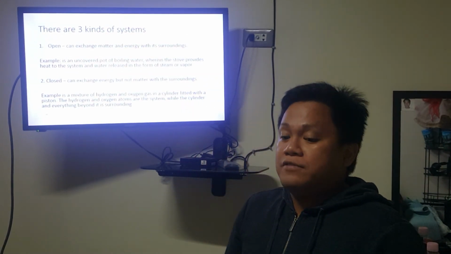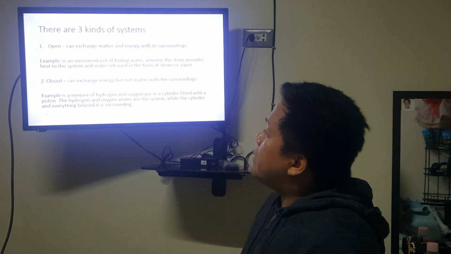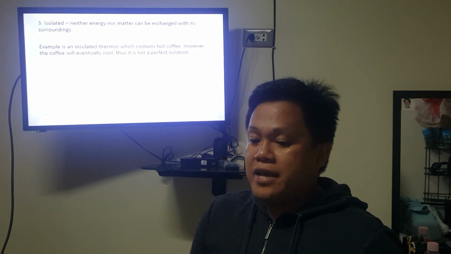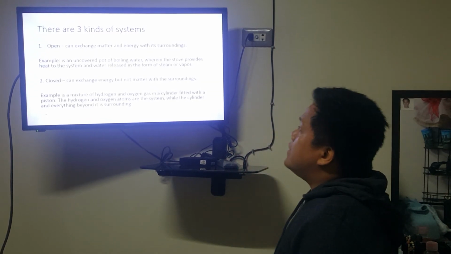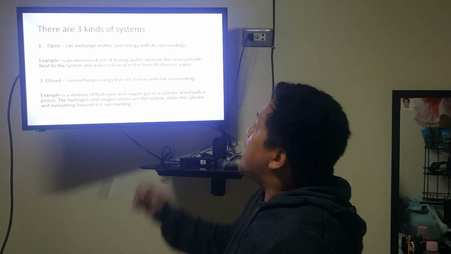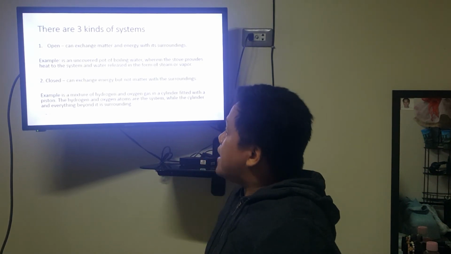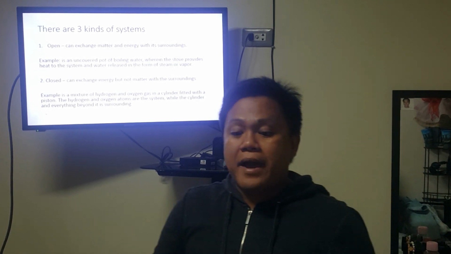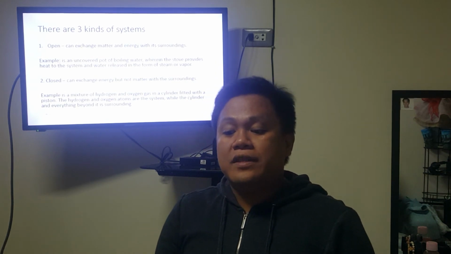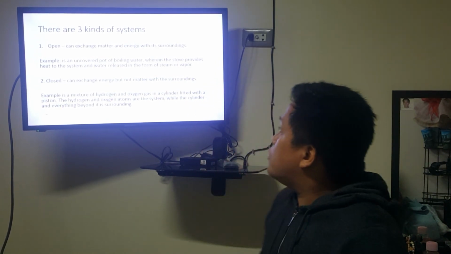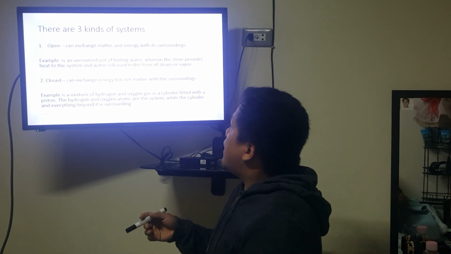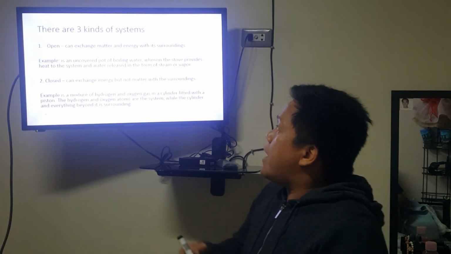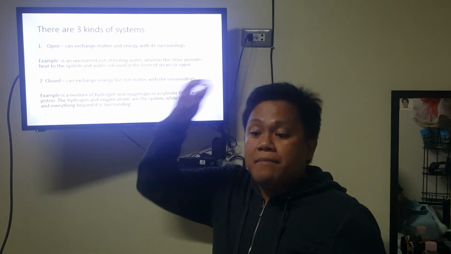There are 3 kinds of system. Number 1, we have open. Number 2, we have closed. And number 3, we have isolated. An open system can exchange matter and energy with its surroundings. An example is an uncovered pot of boiling water, wherein the stove provides heat to the system and the water is released in the form of steam or vapor. So, when the water boils, the stove provides the heat, and the water is released by evaporation.